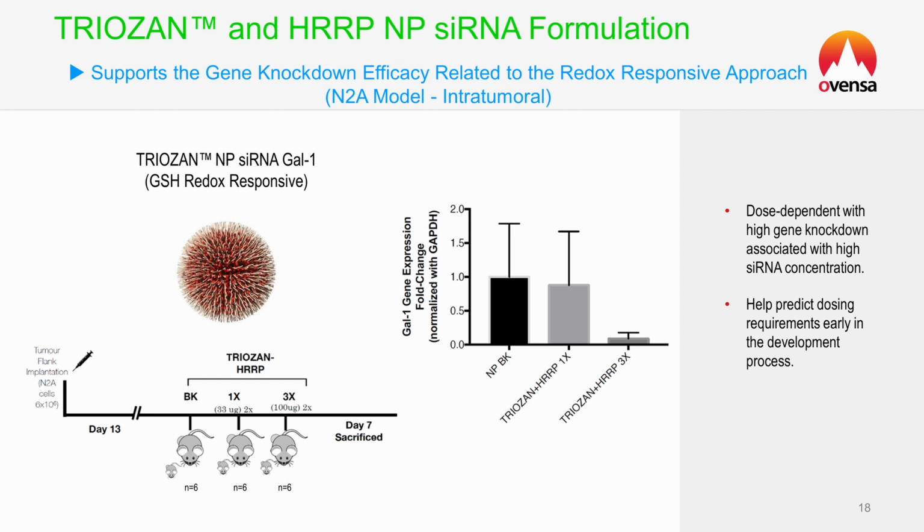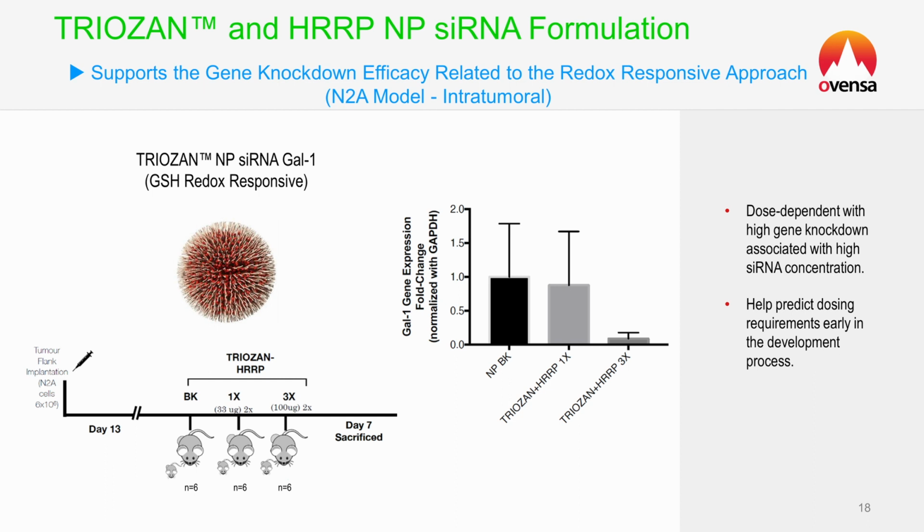Our collaboration with Ovensa allowed us to do some in vivo experiments. In this case, we look at GAL1 knockdown. And as you can see, the triazine HRP combination shows, in this in vivo data, a huge knockdown. We still have to do a bit more work on this, but this is quite promising.